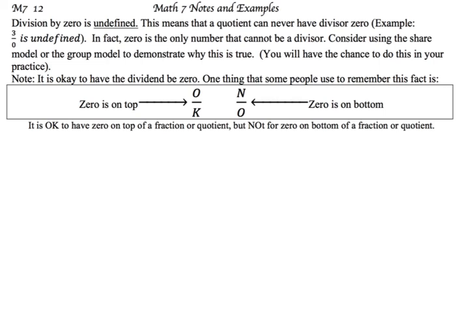It's okay to have the dividend be 0. One thing some people use to remember this fact is a 0 on top of your fraction, or the dividend part of the quotient, is okay. A 0 on bottom, no, it is not okay.